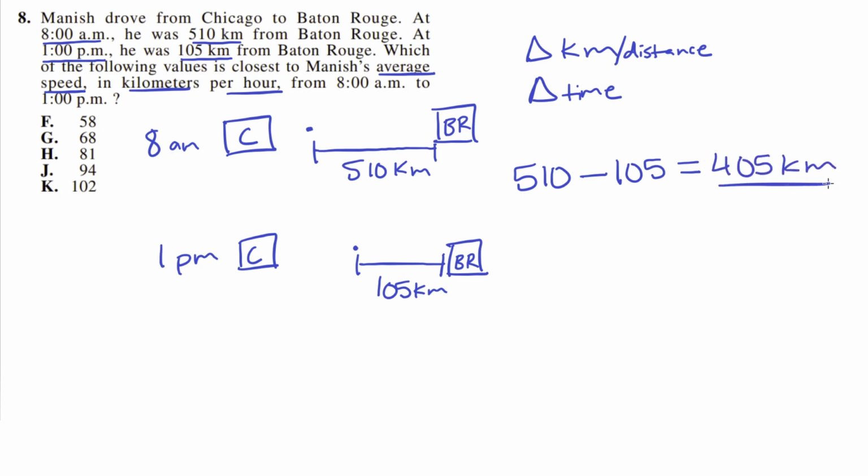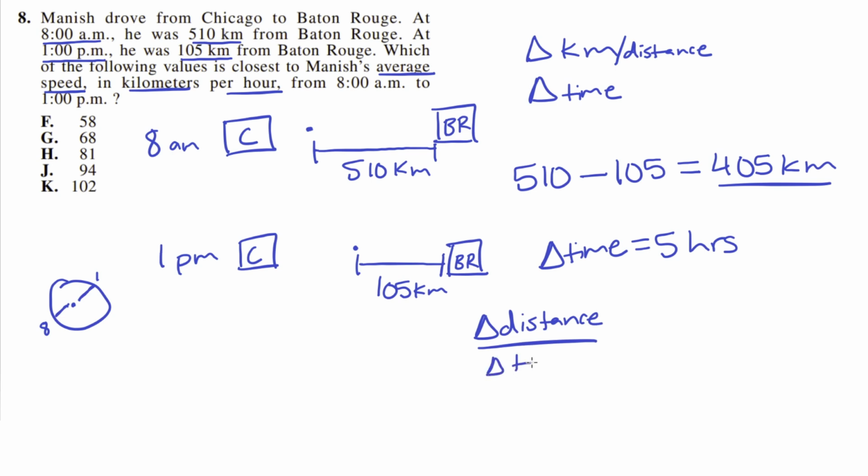So he traveled a total of 405 kilometers, and the difference in time was going to be from 8 a.m. to 1 p.m. So on the clock, there's 8 like over here on the clock, and then 1 p.m. is like over here on the clock. And that's a difference of 5 hours. So the total change in time is 5 hours.